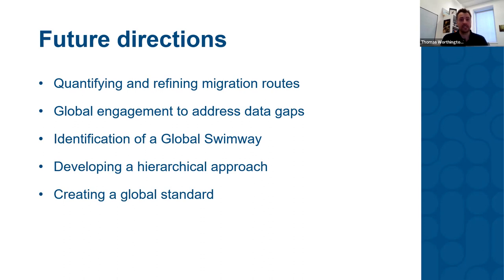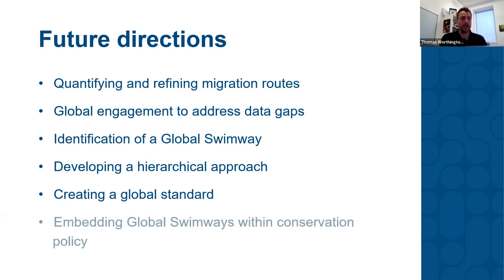Overall, our long-term vision is that global swimways will be identified based on an agreed global standard or a set of frameworks. This is the type of approach that's been used within the protected area literature when identifying key biodiversity areas. And finally, we would like to embed global swimways within conservation, including the inclusion of migratory fishes and the ecosystems that they support in conservation policy mechanisms, such as the CMS.